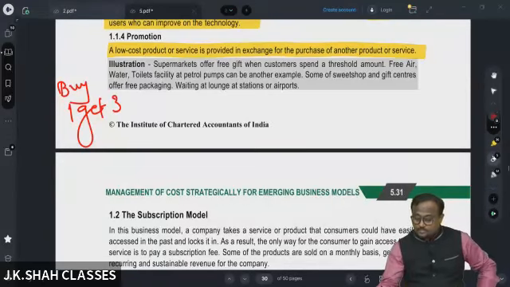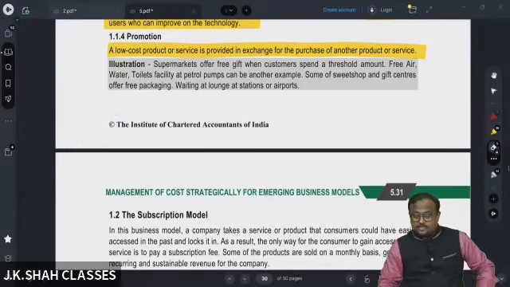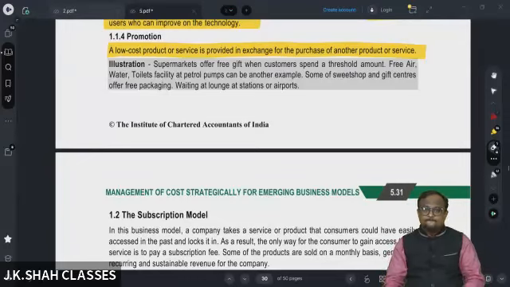So that is what promotion is. Low cost product or service is provided in exchange for the purchase of another product or service. Jewelry shop में गए हो कभी? They will never give you discount on gold. They will always give you discount on making charges because they spend nothing on making charges.